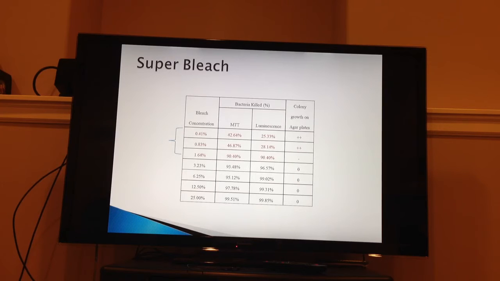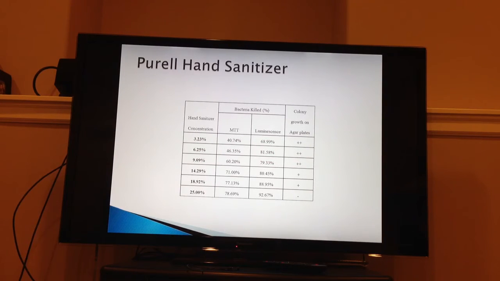Moving on to hand sanitizer, we don't see the same trend. In fact, I think the best way to look at this is to look at the colony growth on the agar plates and compare those. In bleach, they stopped growing on agar plates, meaning that virtually everything was eliminated at 3.23%. However, comparing that to hand sanitizer, we can see that it's not nearly as effective. However, we also do see that as concentration goes up, hand sanitizer becomes more and more effective.